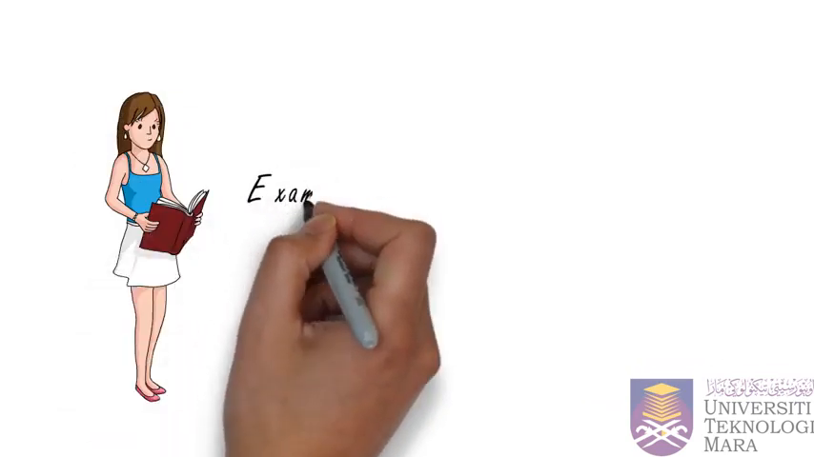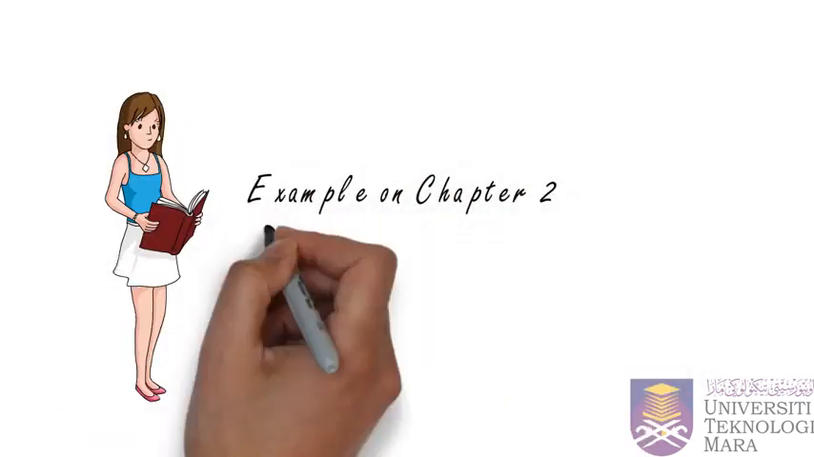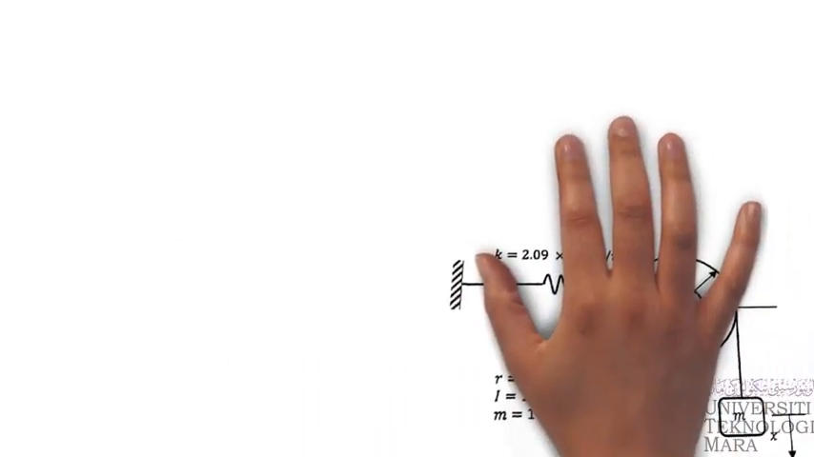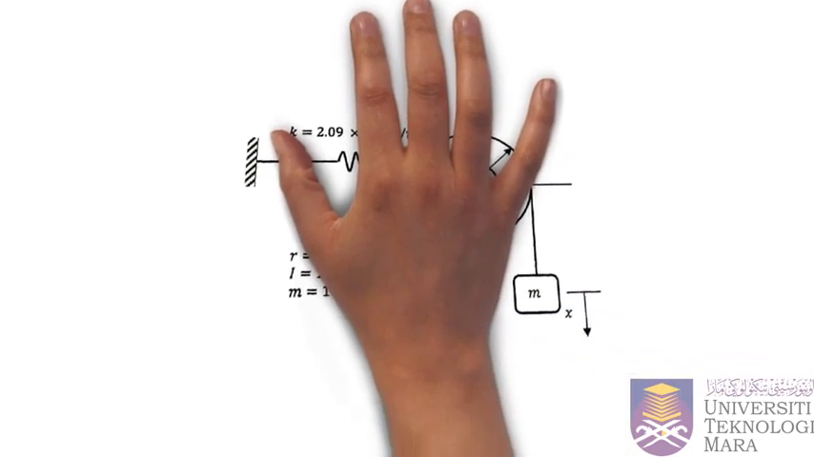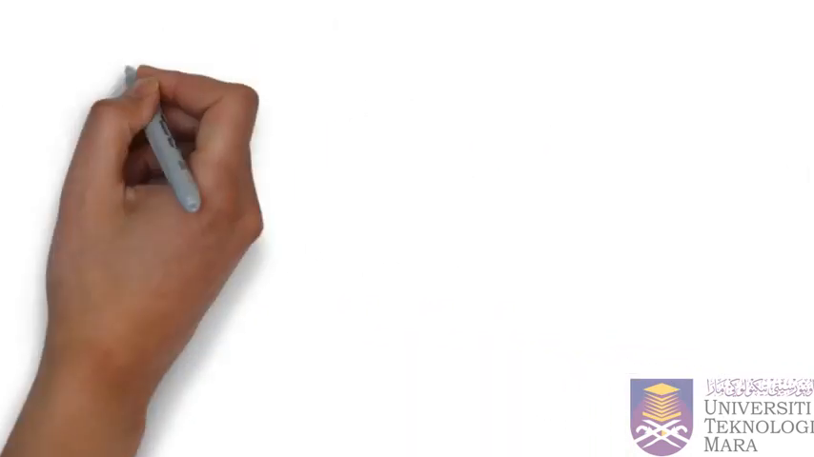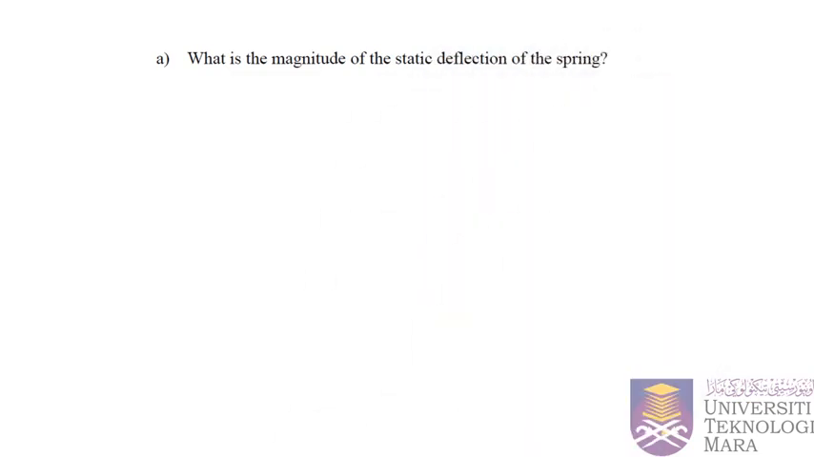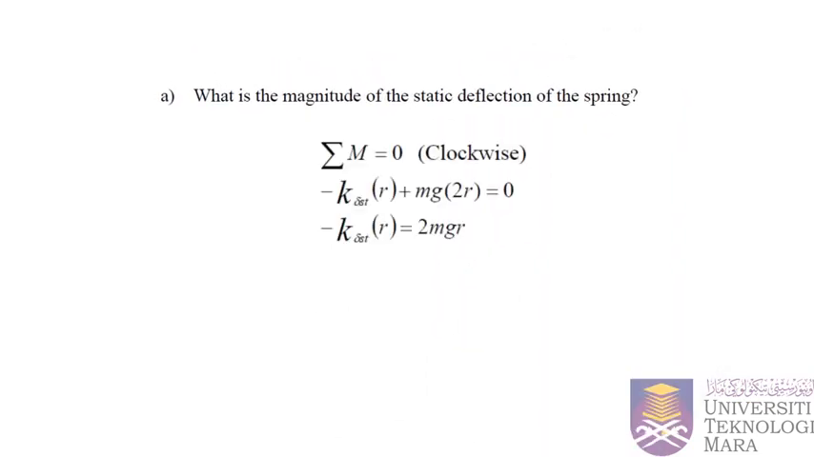Hi guys, this video is about an example on chapter 2, free vibration, single degree of freedom. Based on this figure, the system has a pulley and also a mass. The first question is, what is the magnitude of the static deflection of the spring?